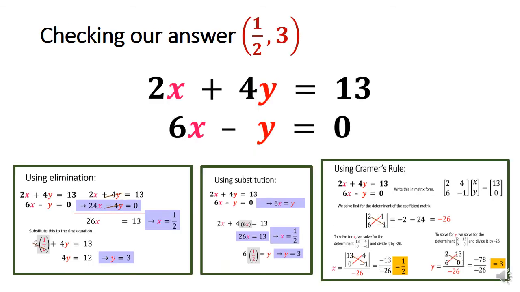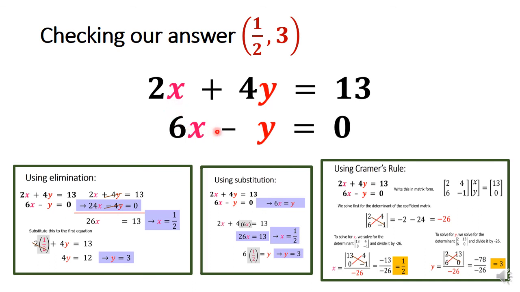So the story is, no matter what method we choose, whether it's elimination, substitution, or Cramer's rule, we arrive at the answer, 1 half, 3. This is the solution written as an ordered pair, since what we are referring to is the point of intersection of the lines represented by the two given equations.